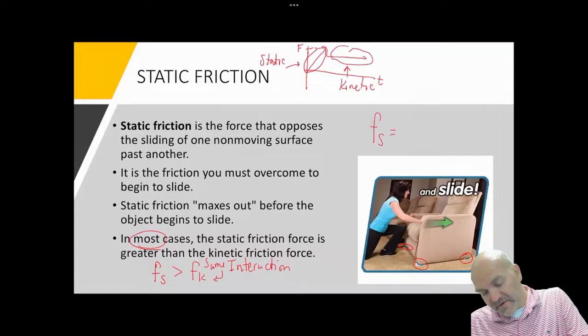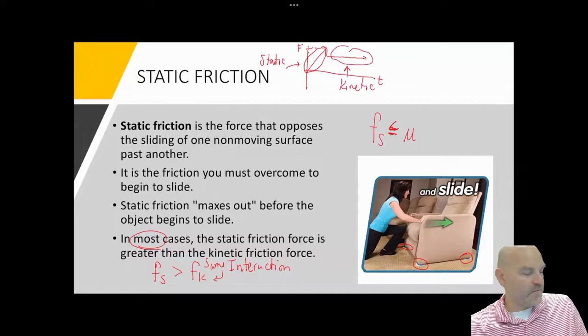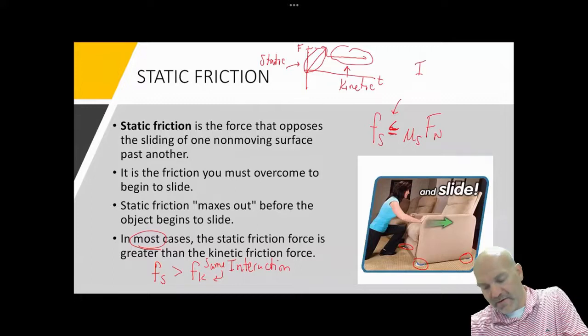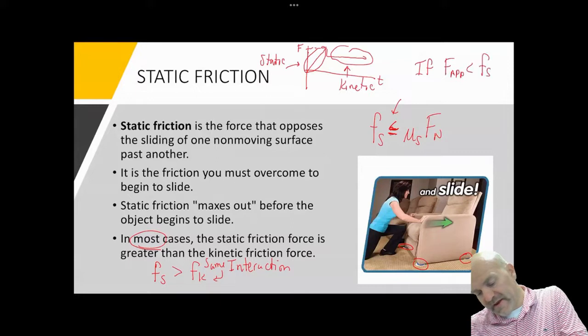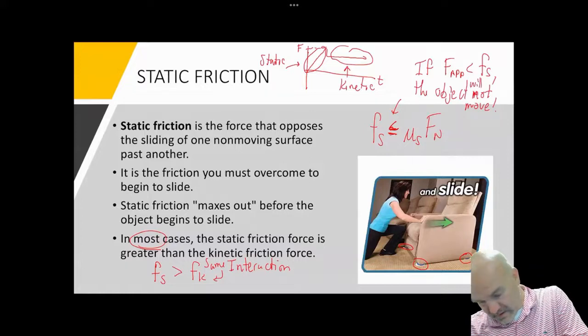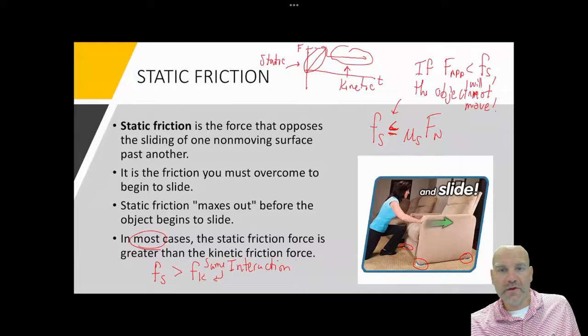Now, the equation for friction is the same, but the difference is that with kinetic friction, we always put an equal sign. For static friction, we put a less than or equal to sign. Basically that's telling us that if our applied force is less than Fs, the object will not move.